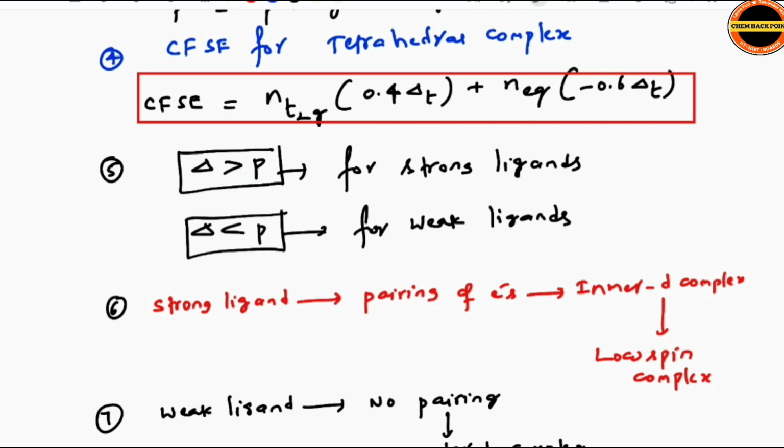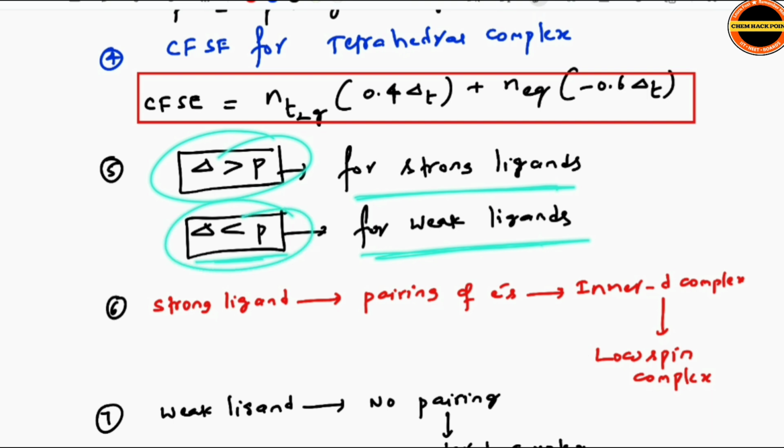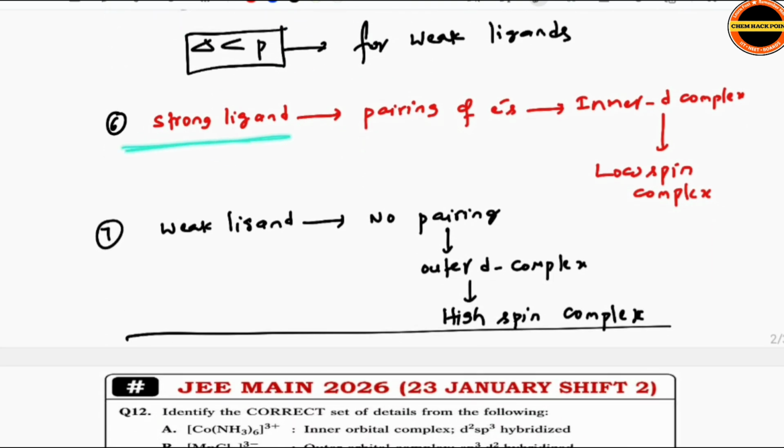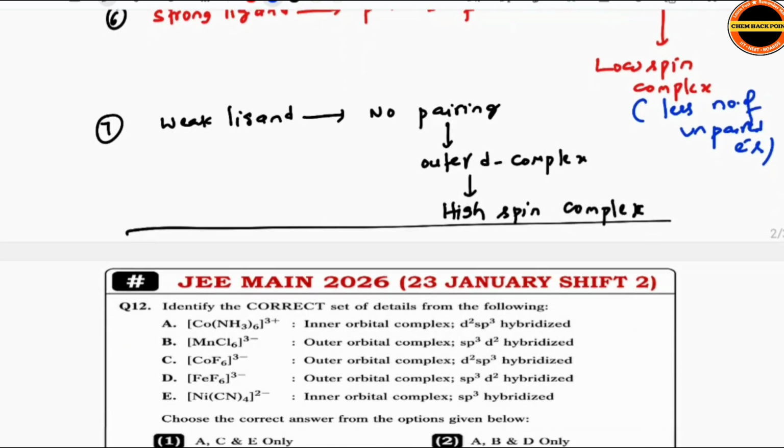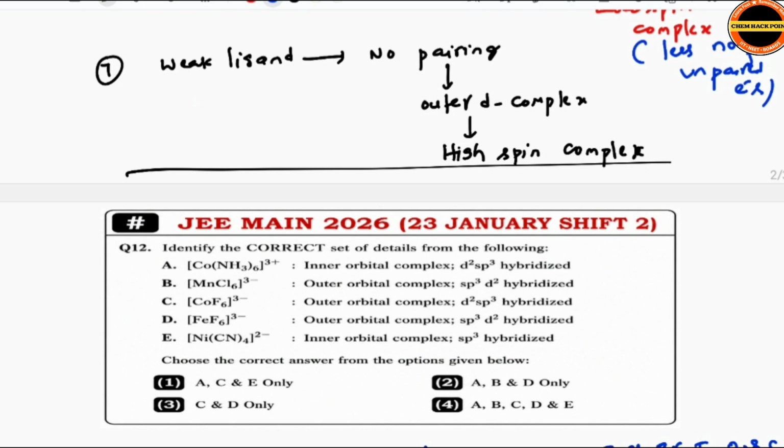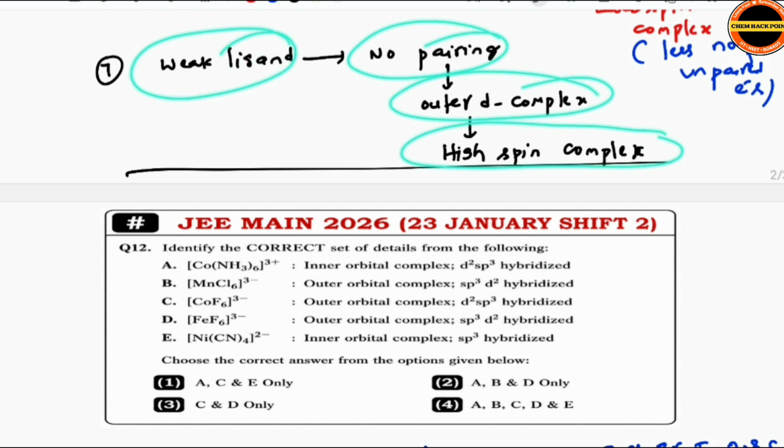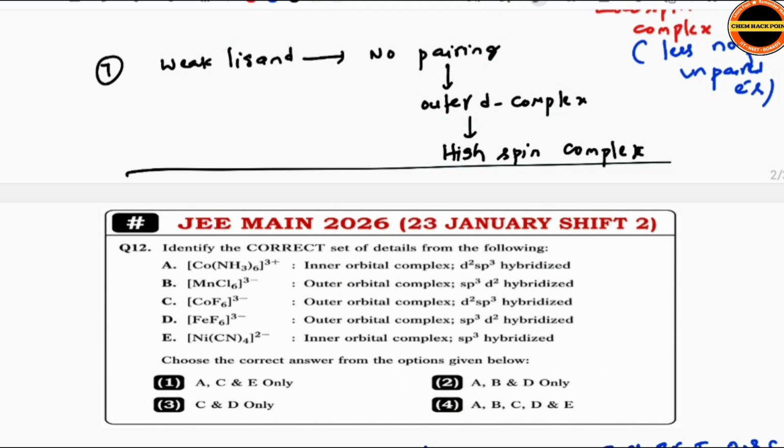Delta greater than P for strong ligands, delta less than P for weak ligand. Whenever it is given like this, consider strong and weak ligands. Whenever there is strong ligand, pairing of electrons occurs, inner d complex is formed, low spin complex is formed, meaning less number of unpaired electrons present. If any more number of unpaired electrons, that is high spin complex. Here weak ligand, no pairing, outer d complex, high spin complex is formed. High spin complex meaning more number of unpaired electrons available.